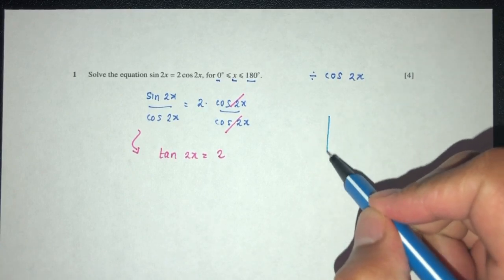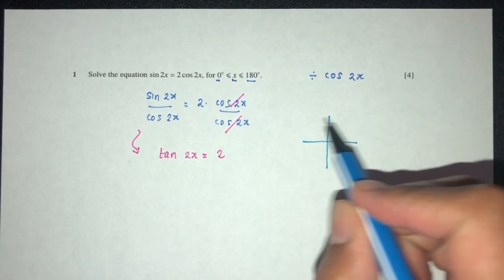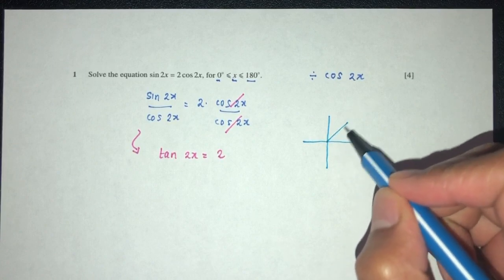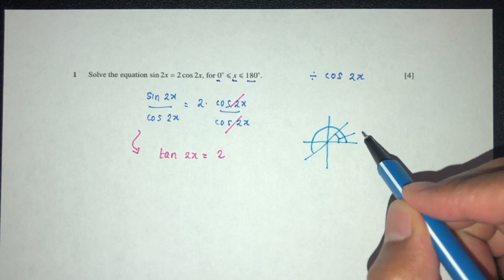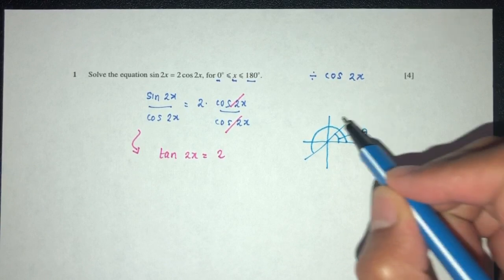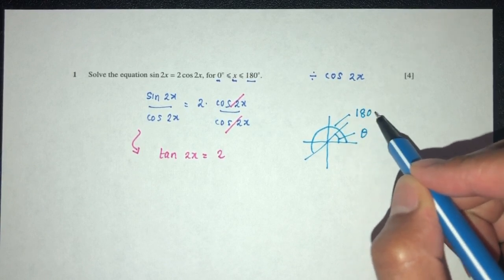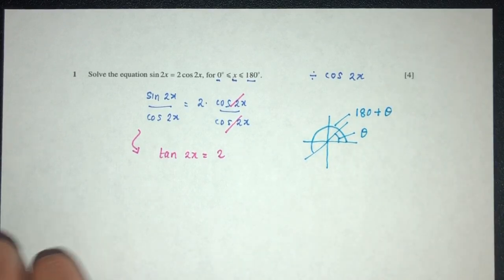Now, when tan is positive, we know that we have to look at which quadrants? We have to look at this ASTC diagram. It will be in the first quadrant and in the third quadrant. This will be the angle directly. Let's call this theta, why not? And this is 180 plus theta, for example.